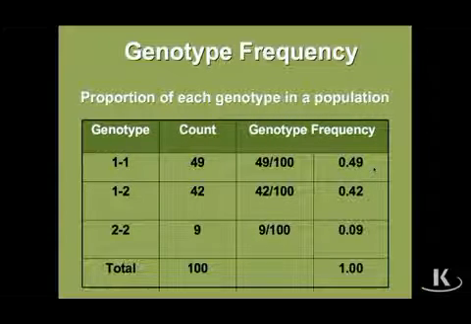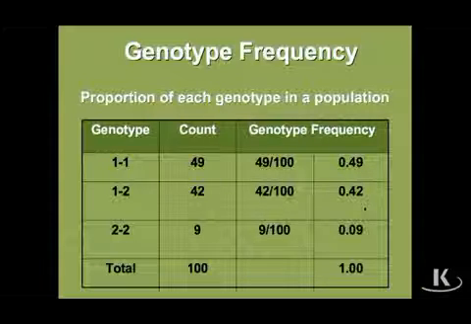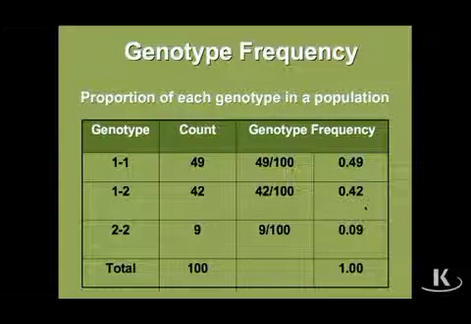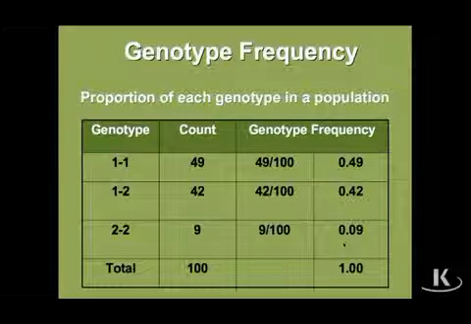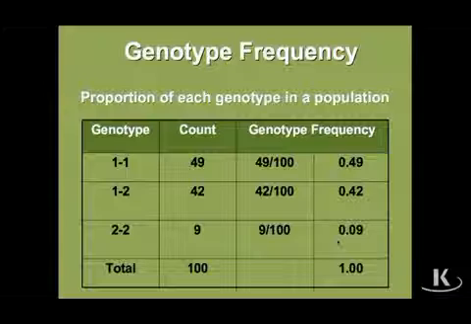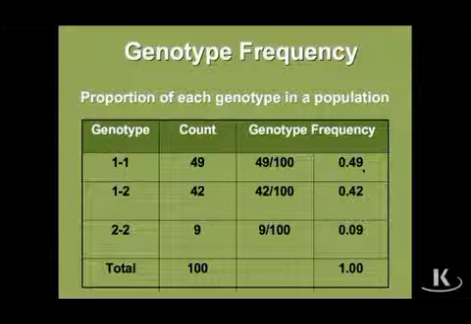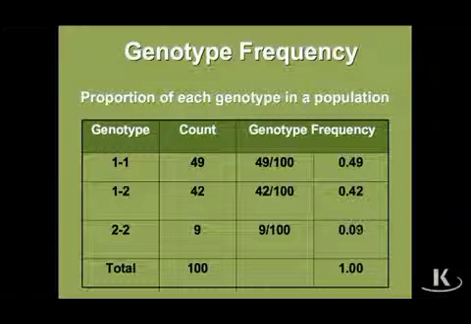And then by similar calculations, 0.42 or 42% of the population have been identified as heterozygous. 0.09 or 9% of the population is identified as homozygous 2-2. So these 3 numbers are the genotype frequencies for the 3 possible genotypes. Now that we know the genotype frequencies, can we determine the allele frequencies? Yes, we can.